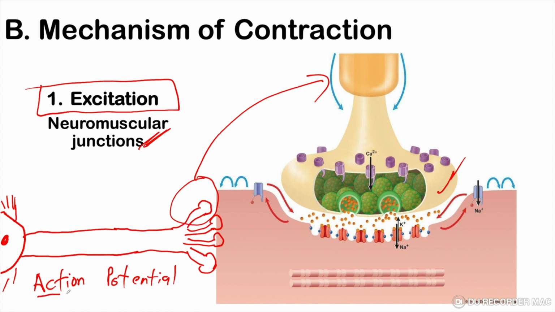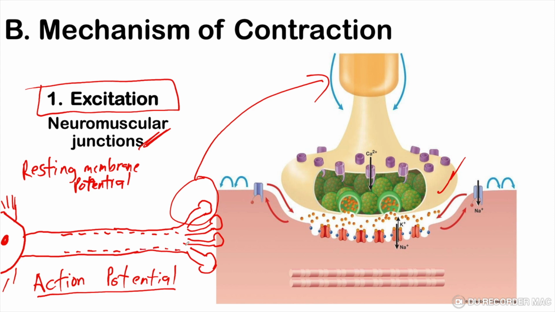But how does that action potential get to be created? So let's talk about the resting membrane potential. Normally, the membrane of your nerves right here is negatively charged. As you can see right here, it's negatively charged. We call that the resting membrane potential. It has a negative charge of 70 millivolts.